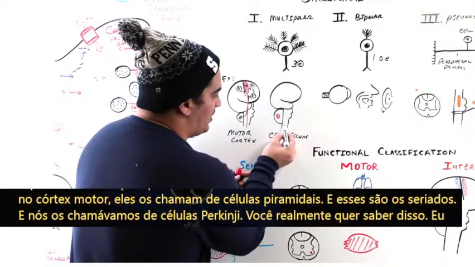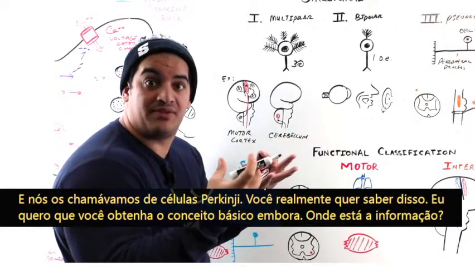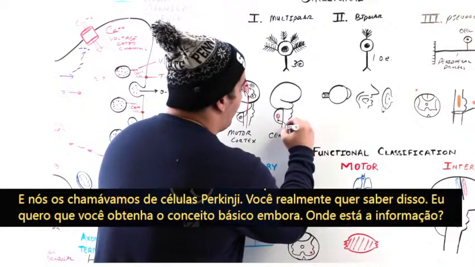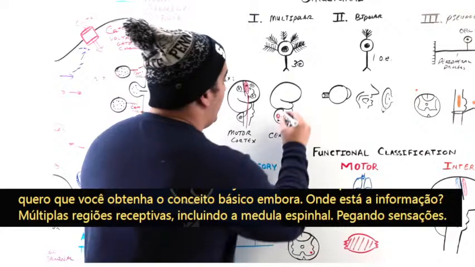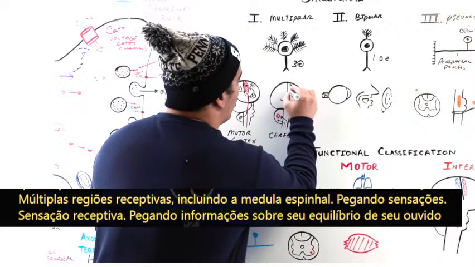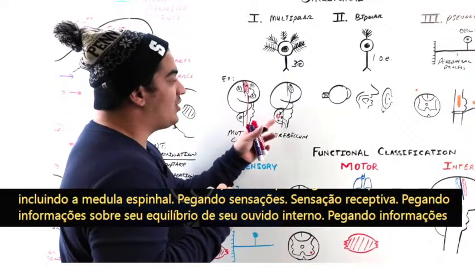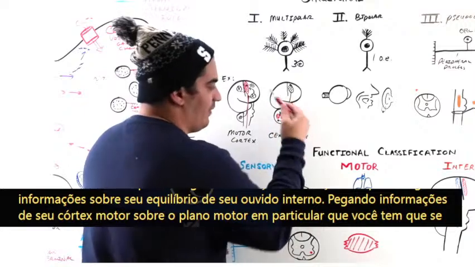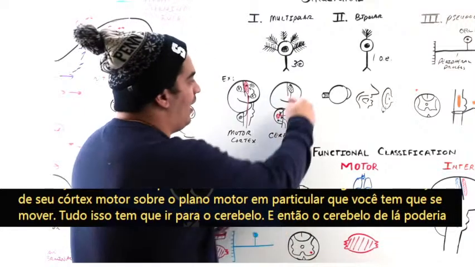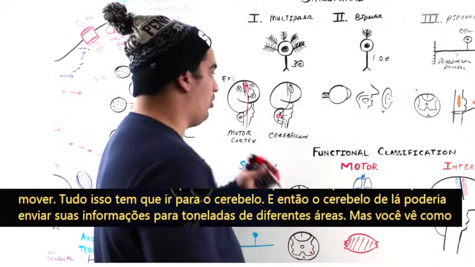Where is the information? Multiple receptive regions. Your spinal cord, picking up sensations, proprioceptive sensation. Picking up information about your equilibrium from your inner ear. Picking up information from your motor cortex about the particular motor plan that you have to move. All of that has to go to the cerebellum. And then the cerebellum from there can send its information to tons of different areas. But you see how there's multiple receptive regions and then an axon extension. That's an example of multipolar neurons.